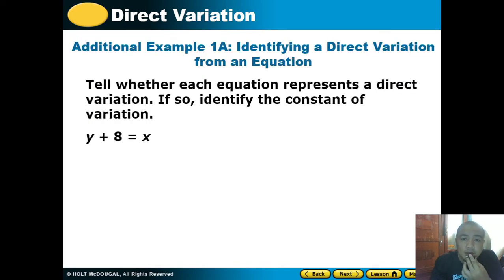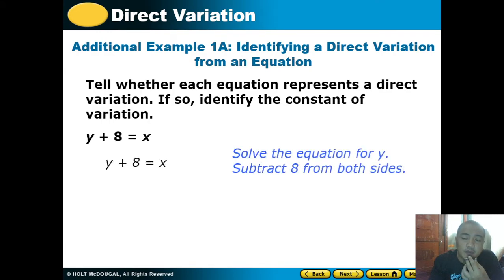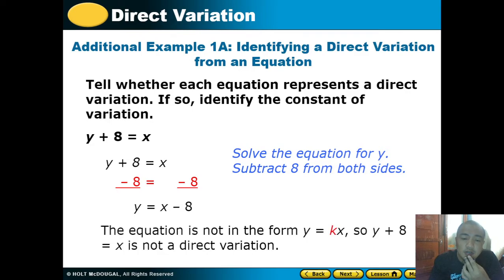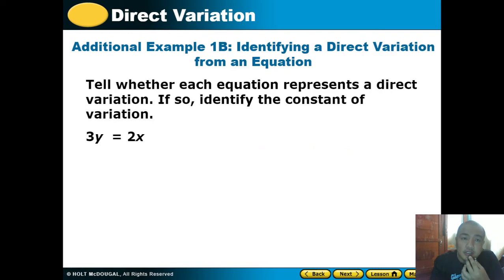Let's have here identifying a direct variation from an equation. Tell whether each equation represents a direct variation. If so, identify the constant of variation. Is number 1, y plus 8 equals x, a direct variation? Solve the equation for y, subtract 8 from both sides. So it becomes y equals x minus 8. So the equation is not in the form y equals kx. So y plus 8 equals x is not a direct variation. It must be in the form y equals kx to make it a direct variation.